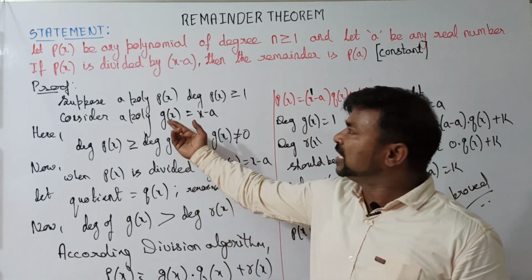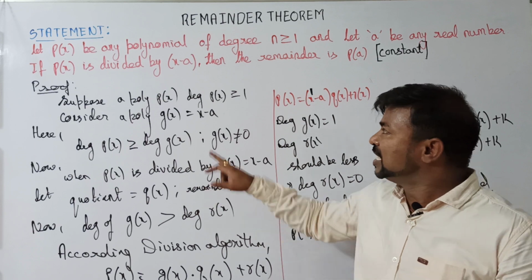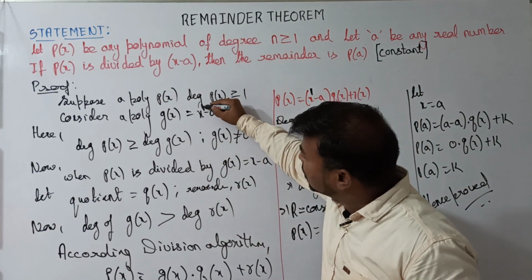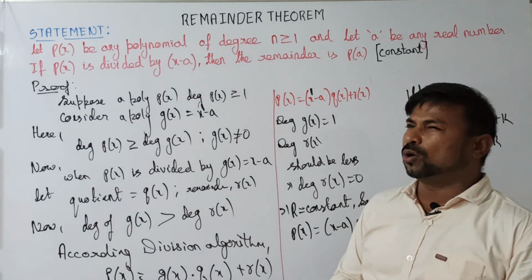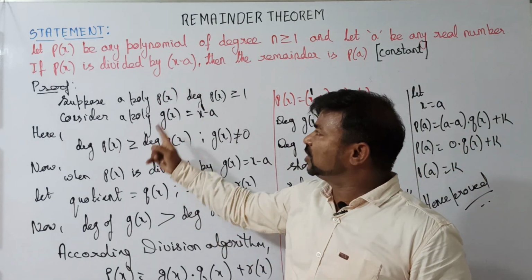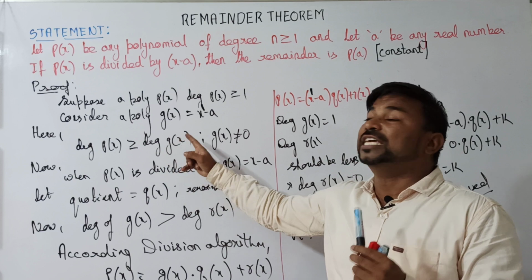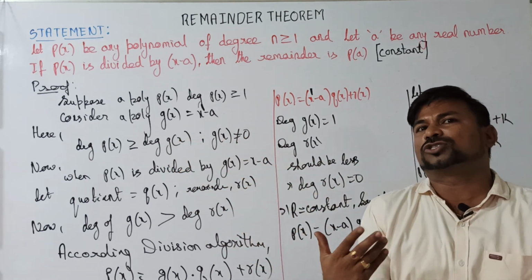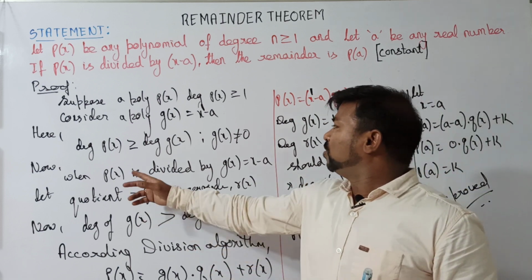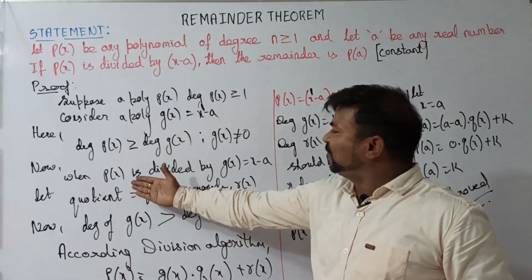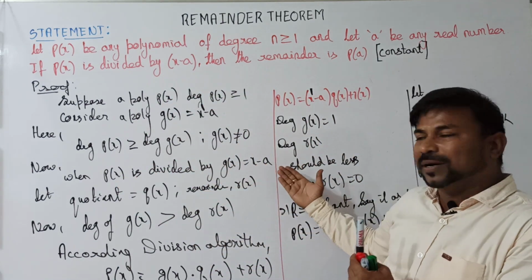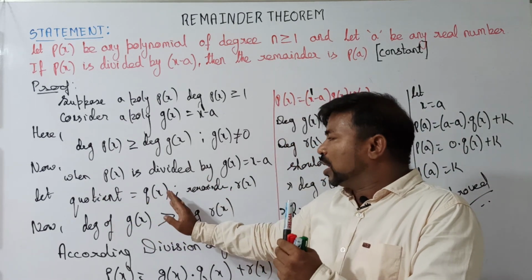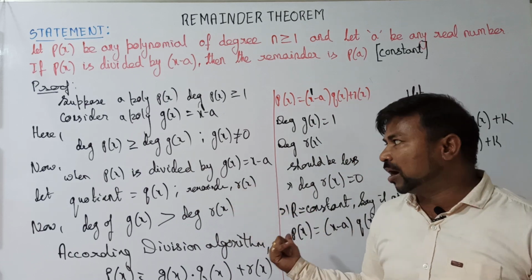Now we have considered a polynomial g of x, which is x minus a. Remember, the degree of this one is 1. The degree of p of x should be greater than or equal to the degree of g of x, and g of x should never be 0. This is the consideration we have to take. Now, when p of x is divided by g of x, that is x minus a, the quotient will be q of x and the remainder is r of x.